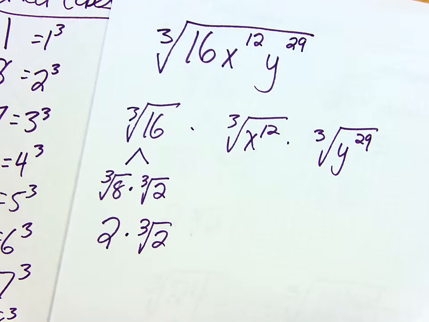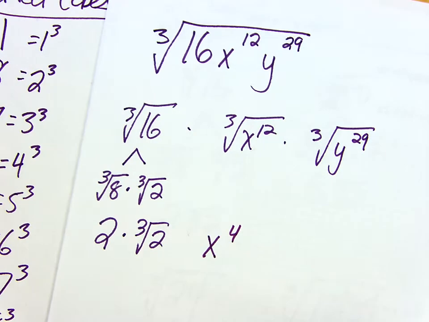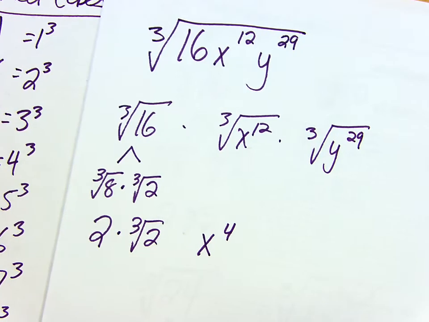X to the 4th. We're lucky here. 12 divided by 3 is a nice number. So the answer is just x to the 4th. I don't have to do anything fancy. Unfortunately, on the last one, 29 does not divide by 3 evenly.